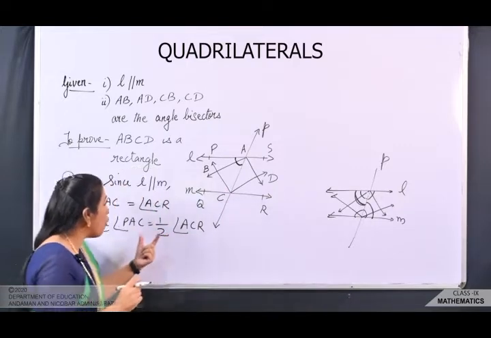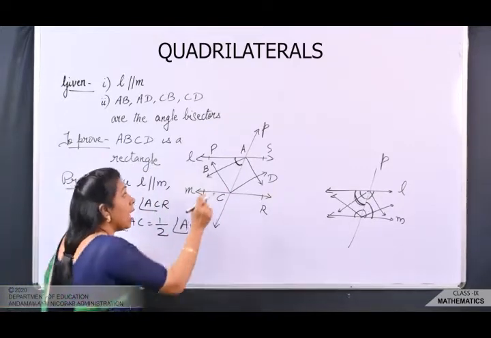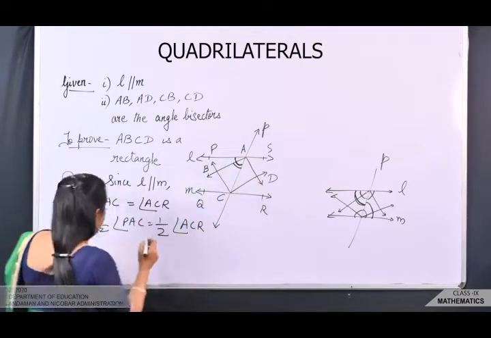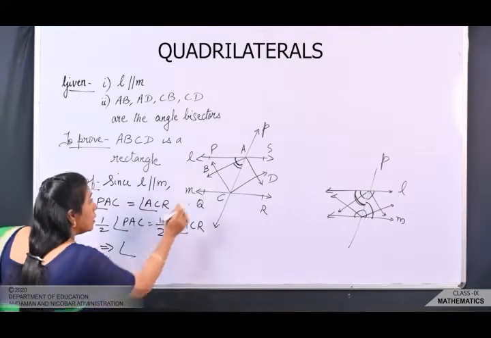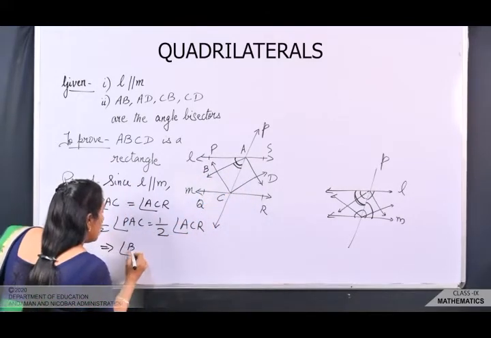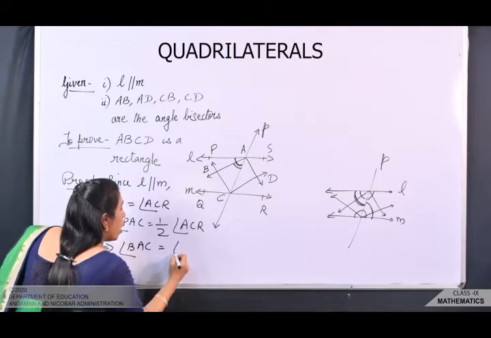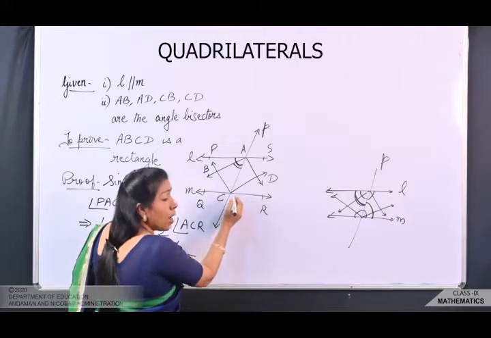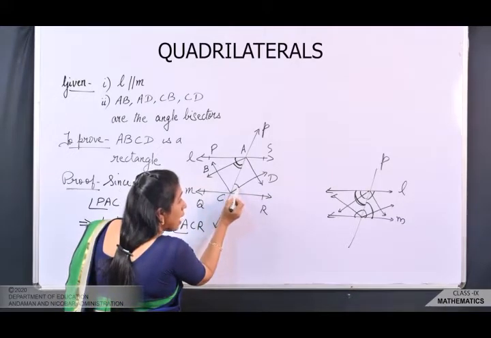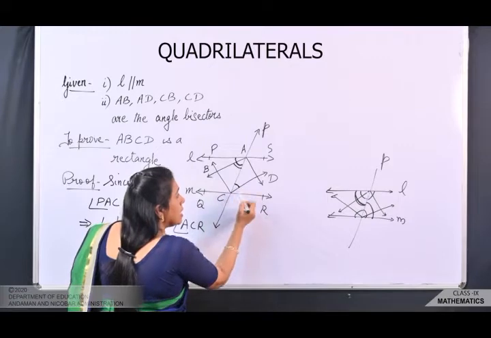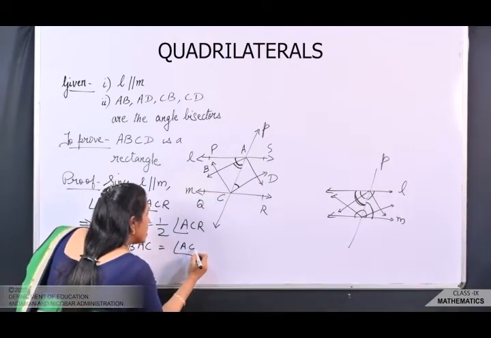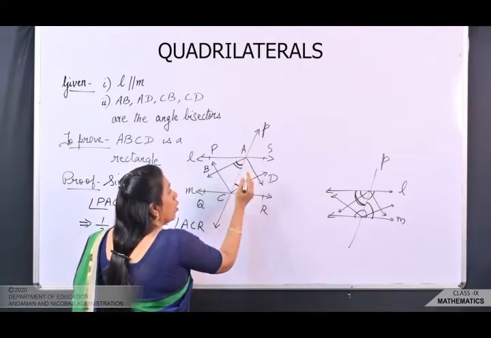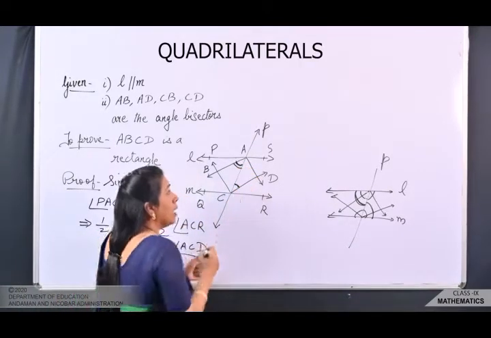Okay, so half of PAC के जगह पर हम क्या लिखेंगे? Angle BAC, that is this angle. Okay, that implies angle BAC is equal to half of ACR. ACR इसके जगह पर हम हाफ में क्या लिख सकते हैं? क्योंकि हमें ये एंगल चाहिए, तो we'll write angle ACD. Okay, so we got this angle and this angle as equal.